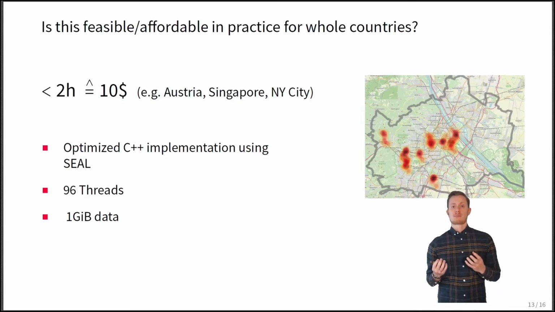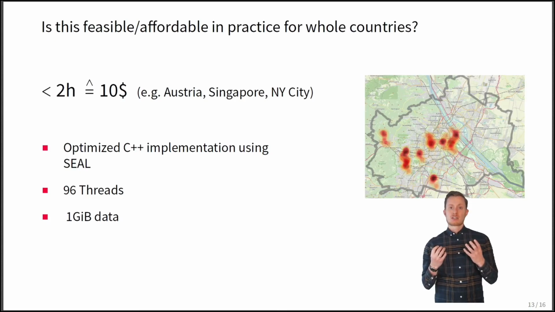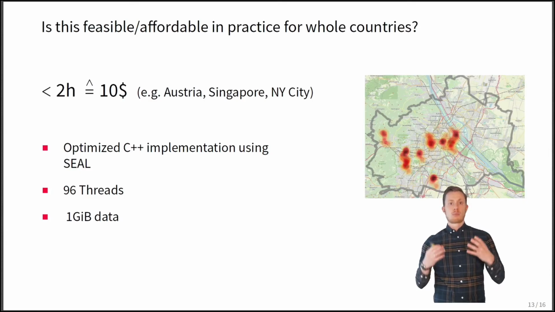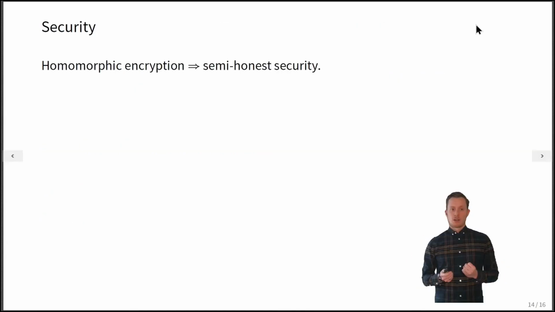We achieved this by using a highly optimized C++ implementation using Microsoft's homomorphic encryption library SEAL. The benchmarks were conducted on AWS with 96 threads, and we had around 1 GB of data communication. Since the protocol scales linearly in the dimension of the mobility matrix, it can also be done efficiently for larger countries. As a last point, I want to tell you about the security and privacy guarantees from our protocol.